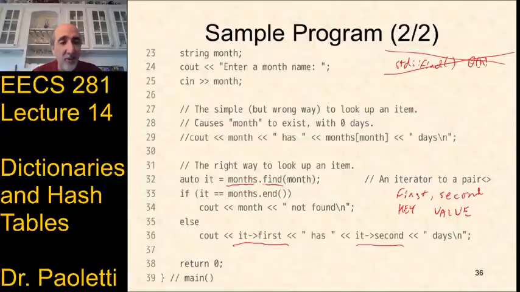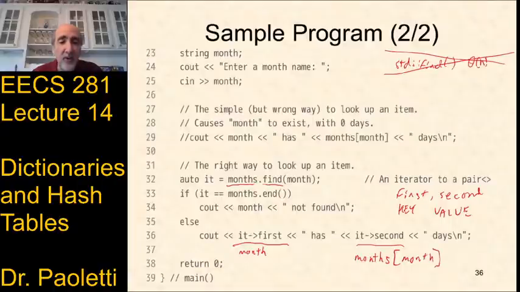I didn't have to use the iterator here. I could have said month. I didn't do month there because I wanted you to see that that's where it is. It's in first. And over here, I could have said months, square bracket month.